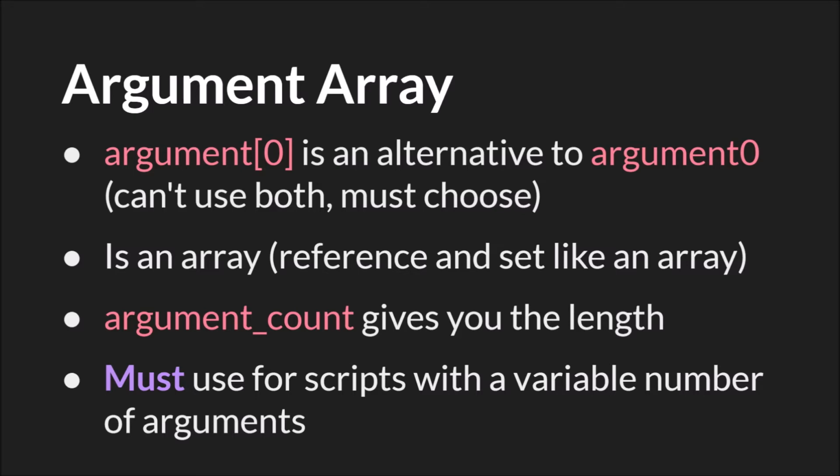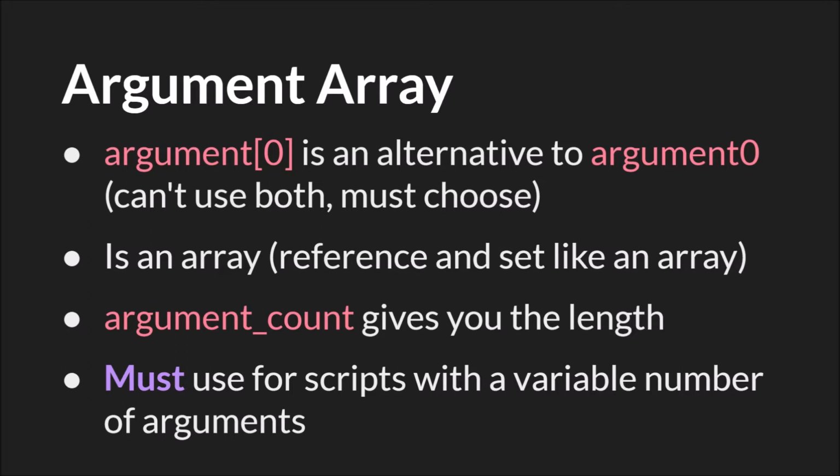That is, it allows you to create a script that takes an optional number of arguments or a variable number of arguments. In other words, the script might take no arguments or it might take 5. You can't do that with argument 0 through argument 15. When you use argument 0, argument 1, you have to use the same number of arguments every single time you use that script. The argument array allows you flexibility.